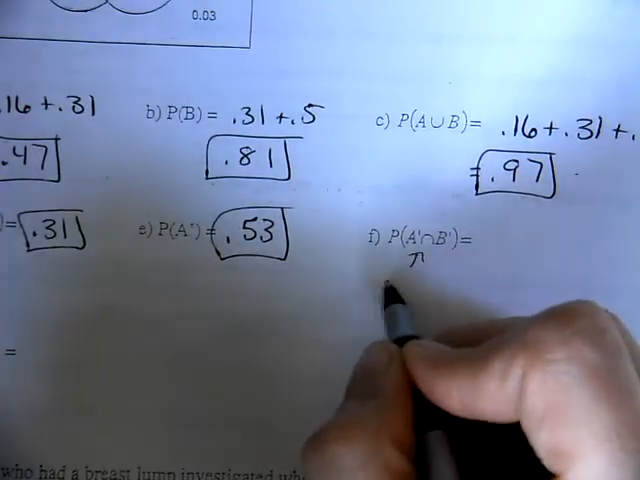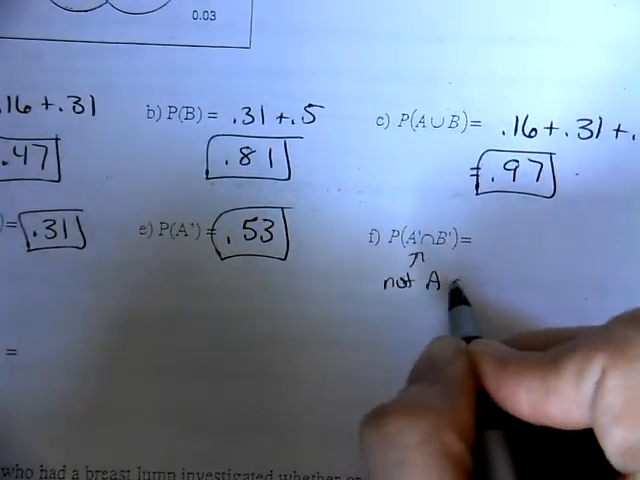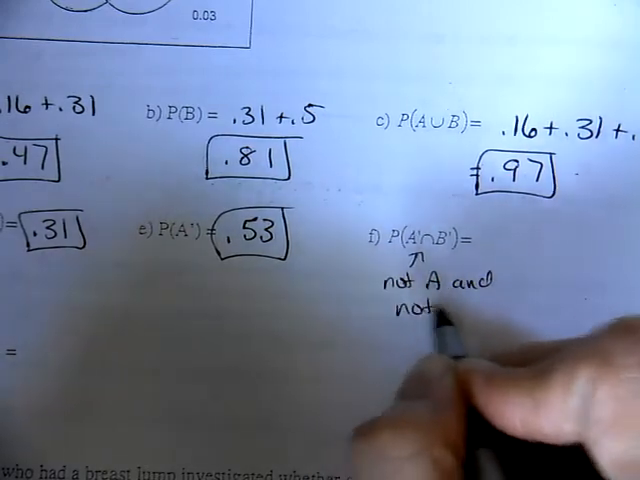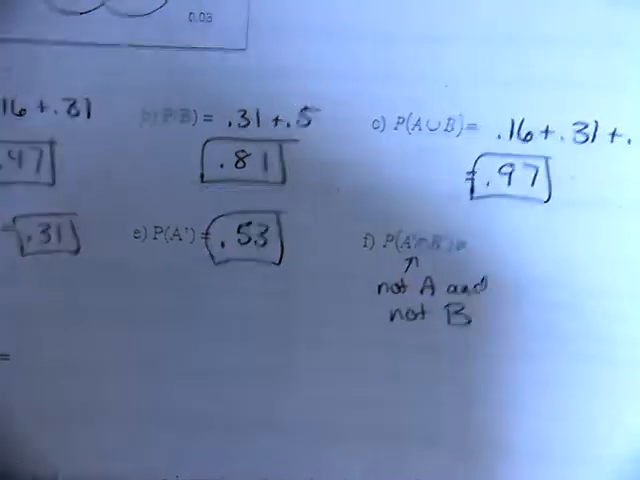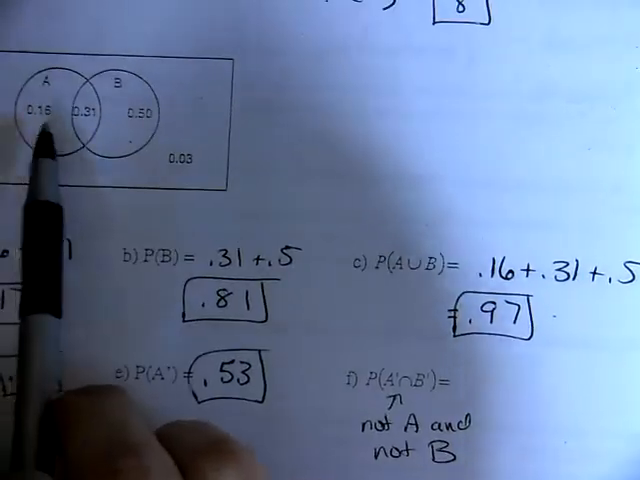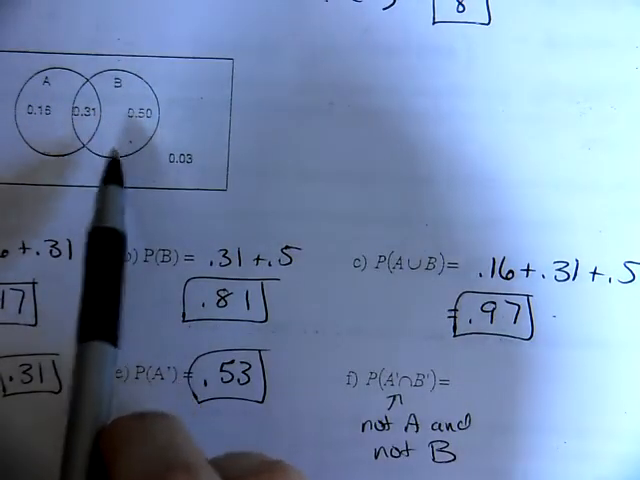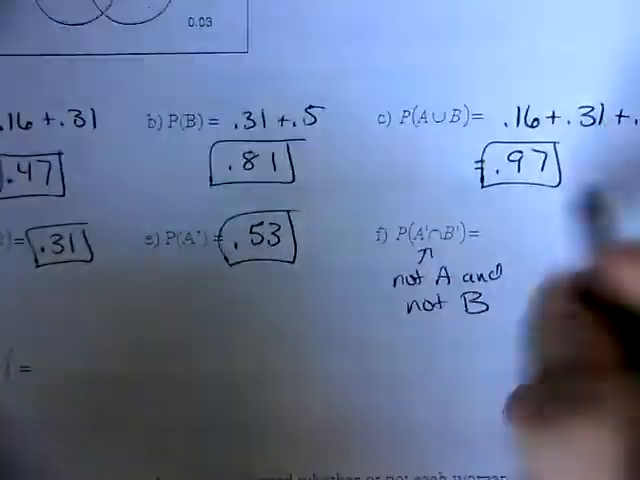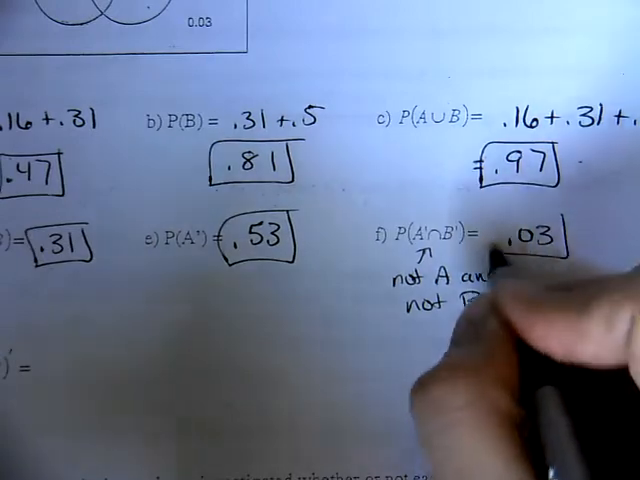Not A and not B. So anything not in A and not in B would be everything on the outside. So that's that 3%.